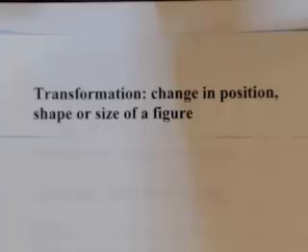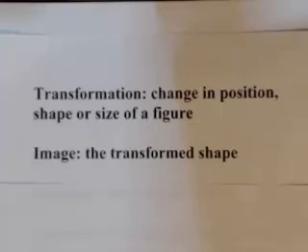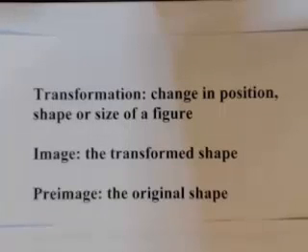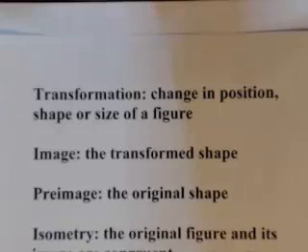A transformation is a change in position, shape, or size of a figure. We use the term image to speak of the shape after it has been transformed. We use the term pre-image to talk about the original shape. And we use the word isometry to talk about the original figure and its image if they are congruent.